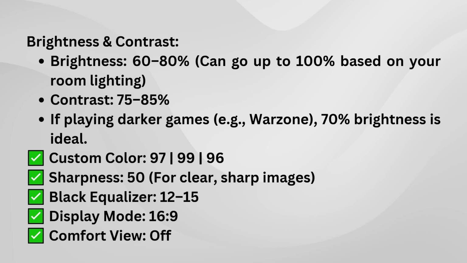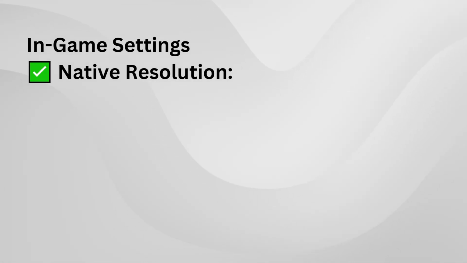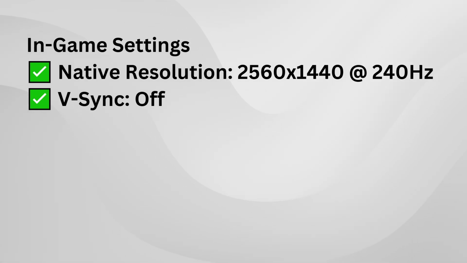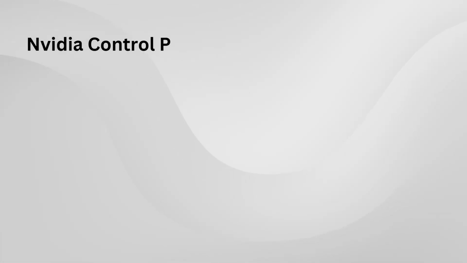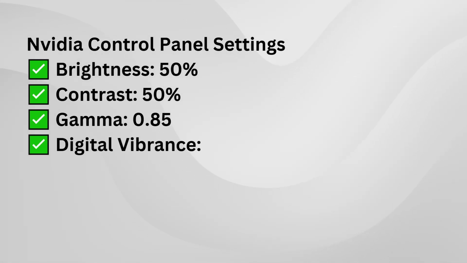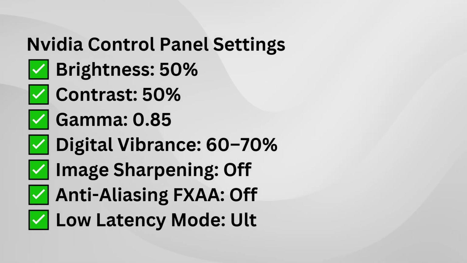Make sure your display mode is set to 16:9 and turn off any confirmation view settings. For in-game settings, ensure your resolution is set to the maximum 240 Hz for smooth gameplay. If you're using NVIDIA, set the brightness, contrast, and gamma to their default values of 50, 50, and 0.85, respectively.